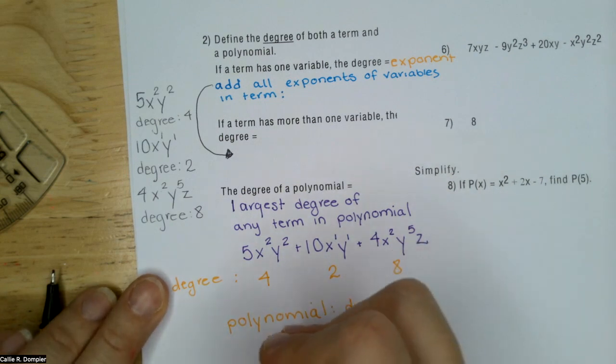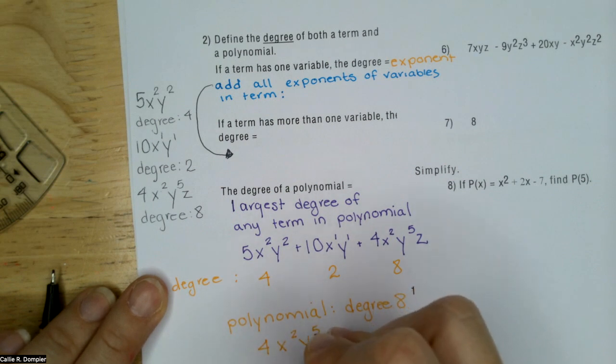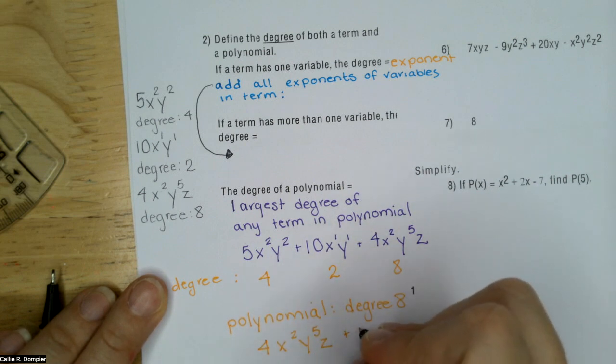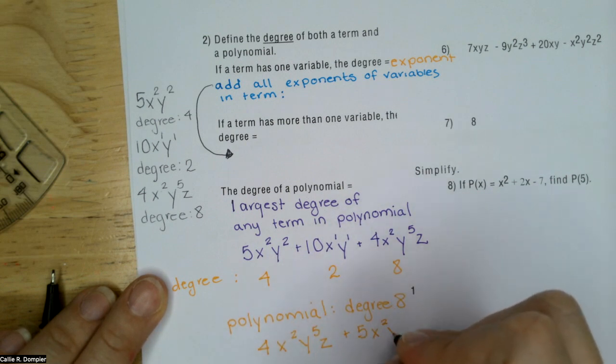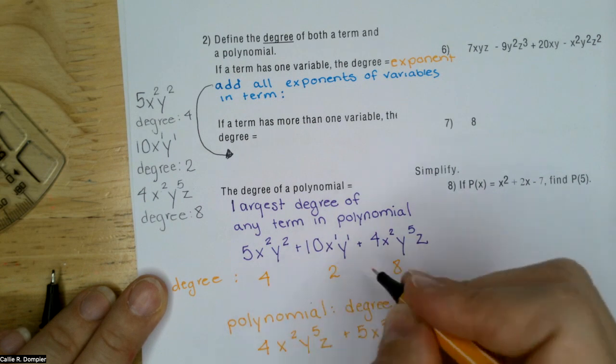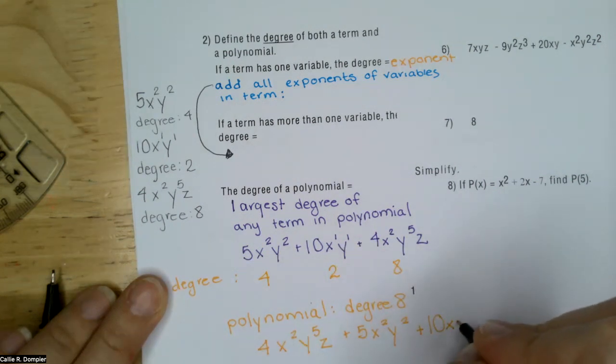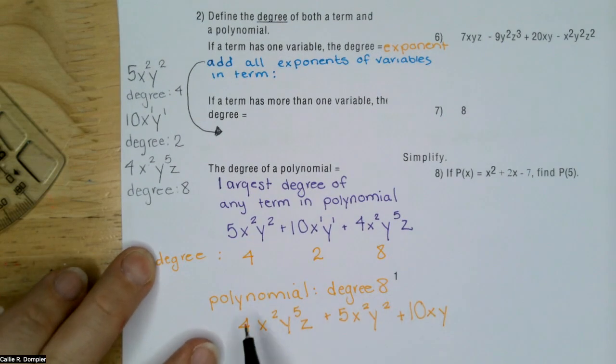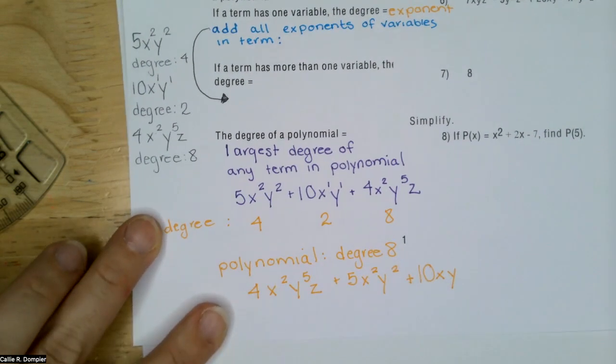And we're going to put it in descending order. So we're going to change it to 4x squared y to the 5th z. And then we're going to go to our 4th plus 5x squared y squared plus 10xy. I'm not going to say x to the power of 1, y to the power of 1. Okay, it's degree 8, and I've put it in descending order again.